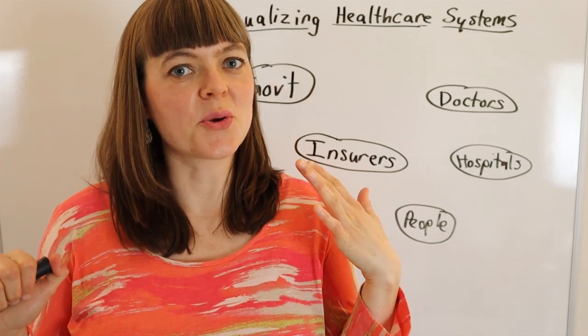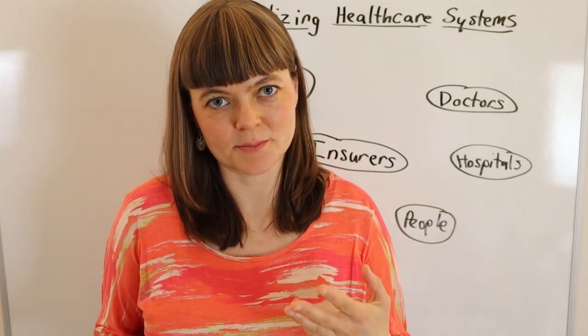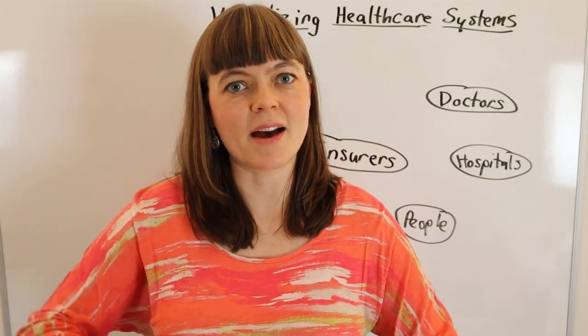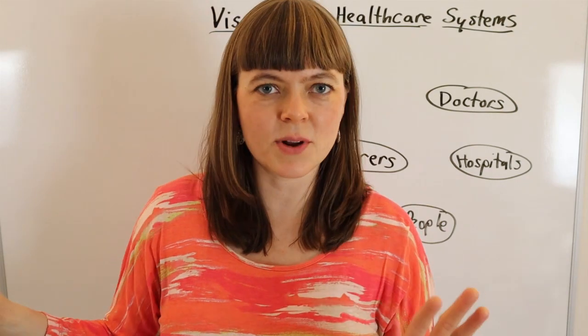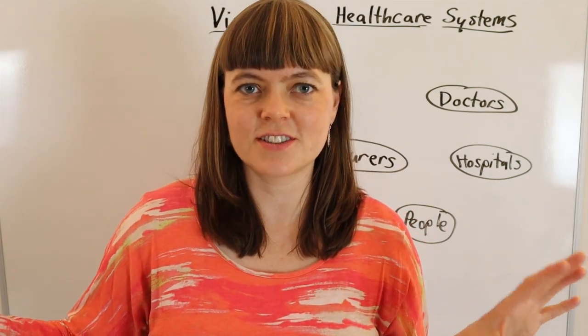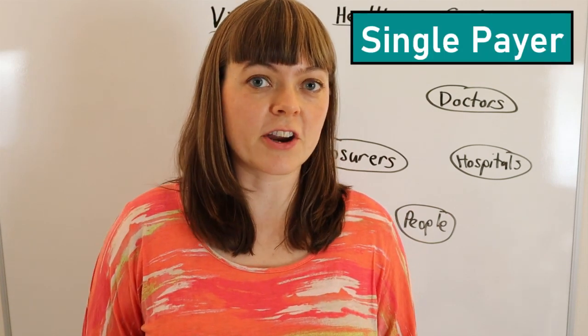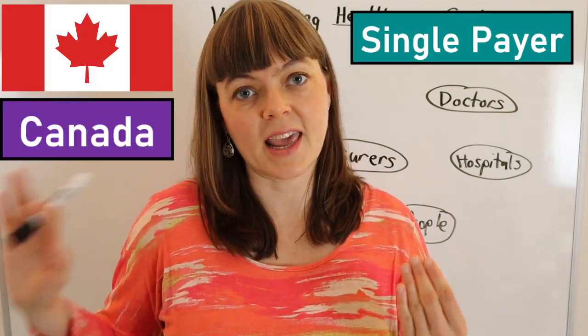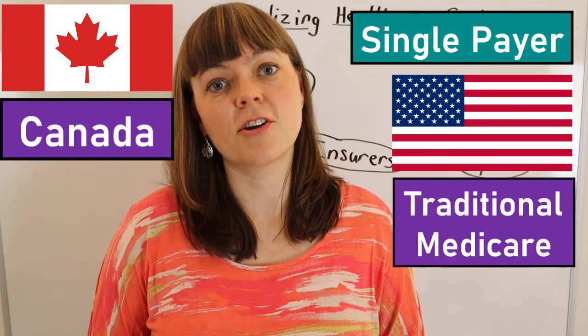Alright, I'm going to show you an easy way of visualizing three classic healthcare systems. We know in the United States we have a bunch of different healthcare systems that are all working alongside one another, serving different populations. The first healthcare system we'll look at is going to be the single-payer healthcare system, which is used in Canada. It's also the structure of traditional Medicare in the United States.